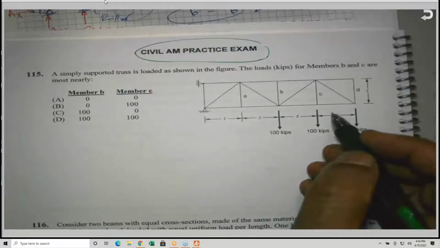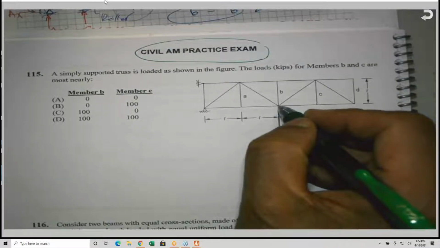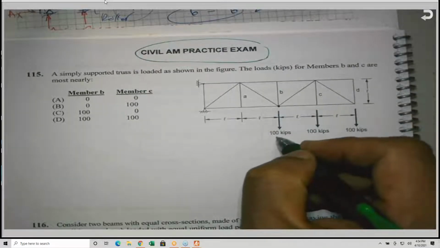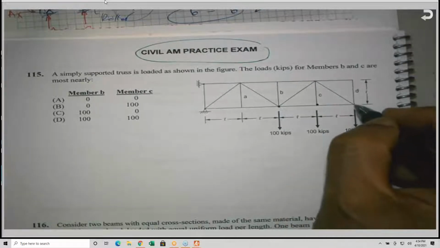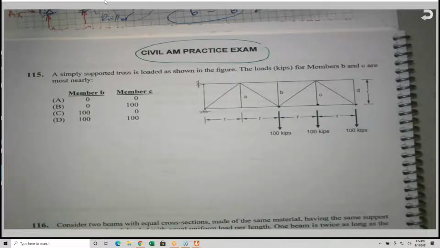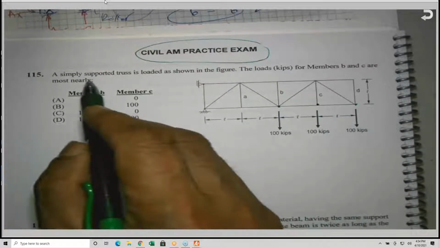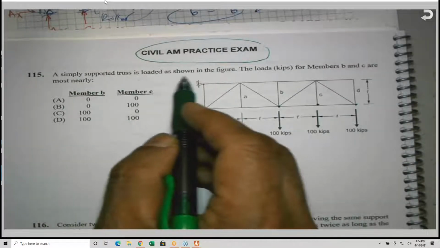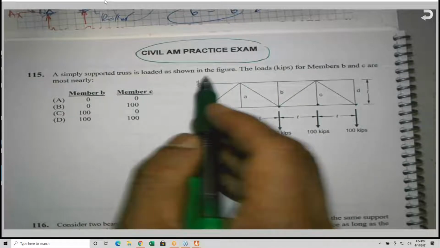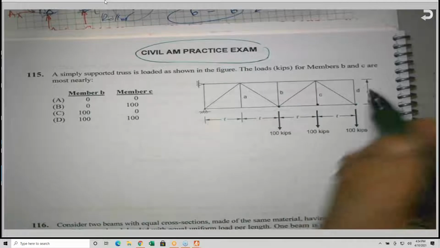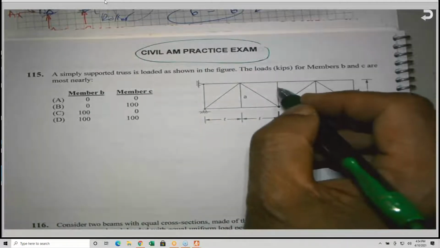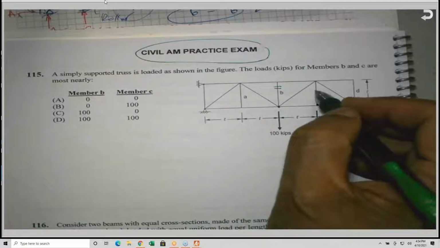We are given a truss with a load of 100 kips here, another load of 100 kips here, and another load here. Three loads. He's asking: a simply supported truss is loaded as shown. Find the loads in kips for members B and C. This member here and this member here.